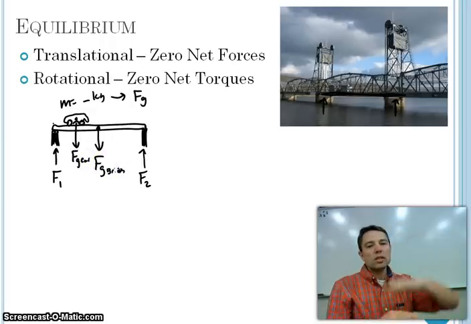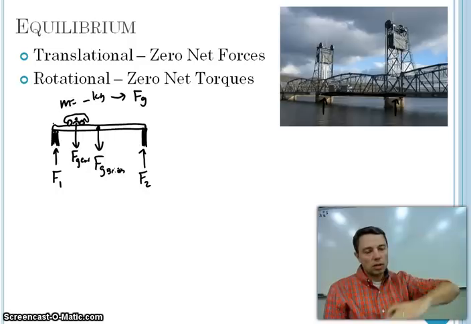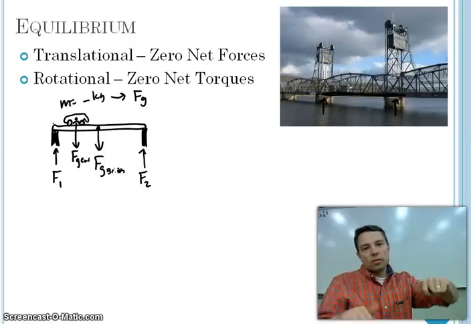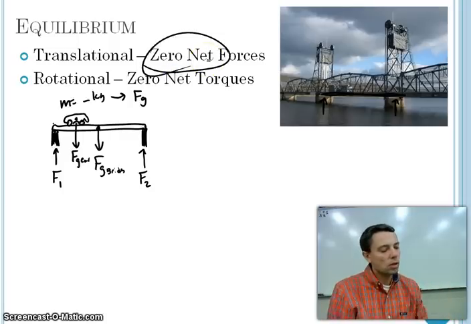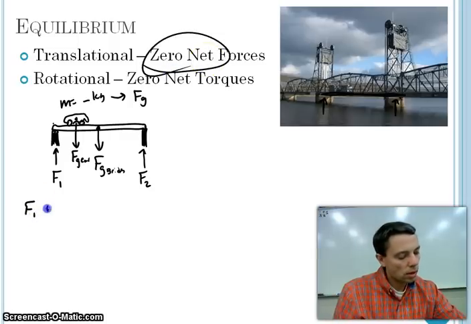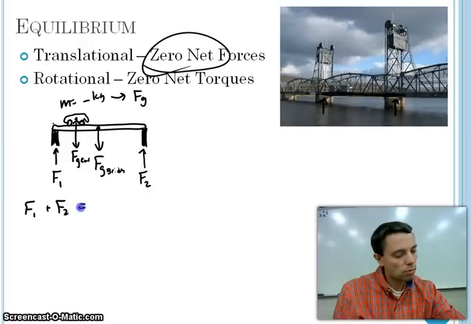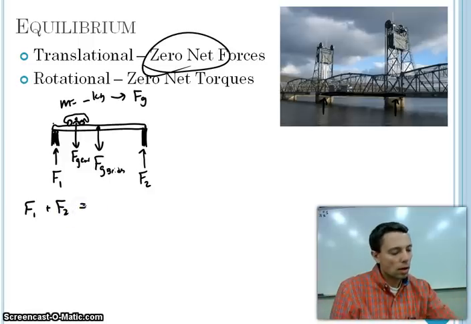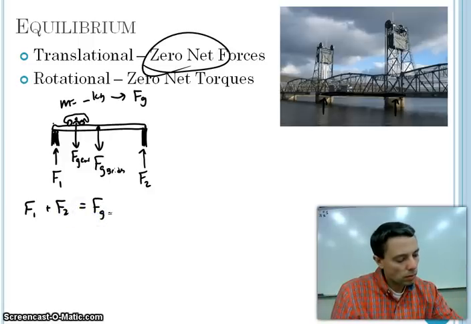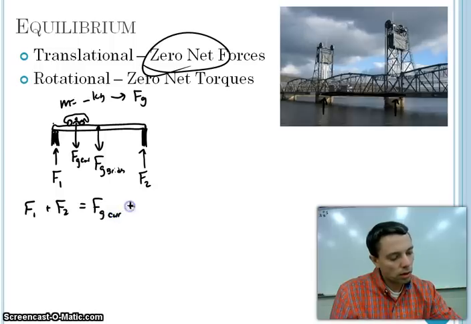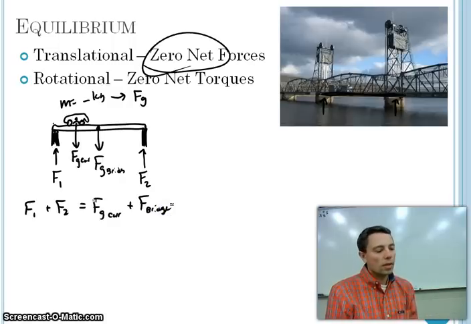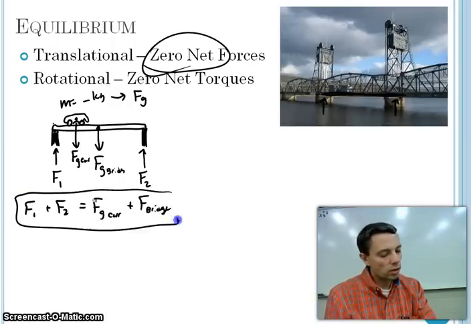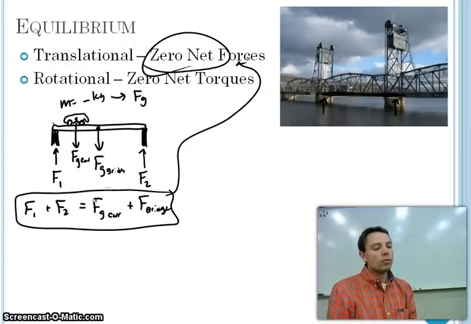So now, in a translational sense, translational meaning going up and down, the up arrows have to hold up the down arrows. We want zero net force here. We want this to be equal. So my up arrows were F1 and F2. They have to be equal to the downward arrows of the weight of the car plus the weight of the bridge. That's how we equate translational forces.